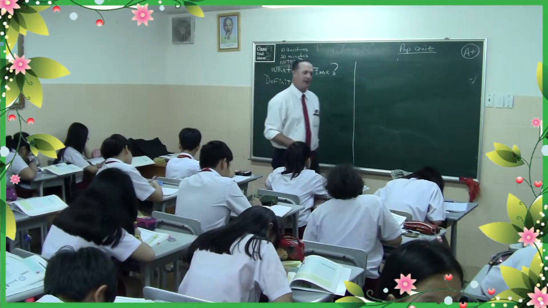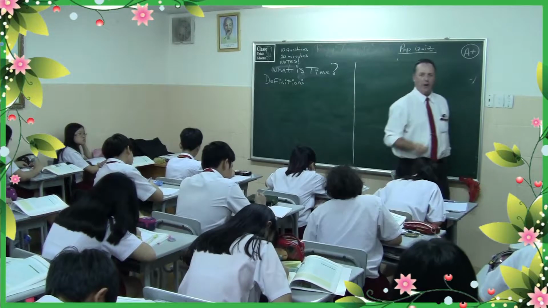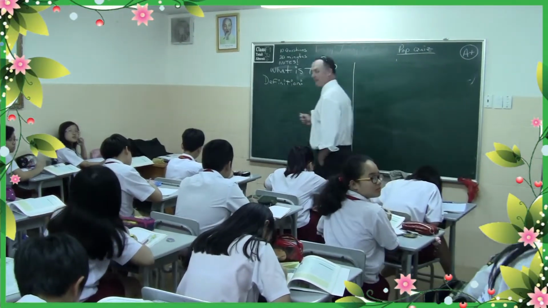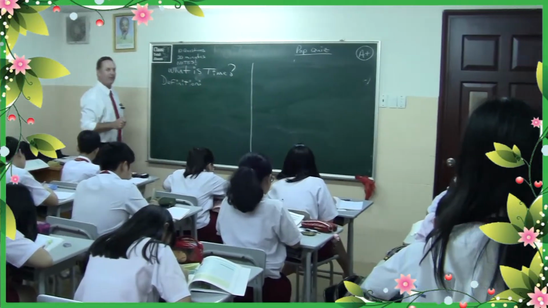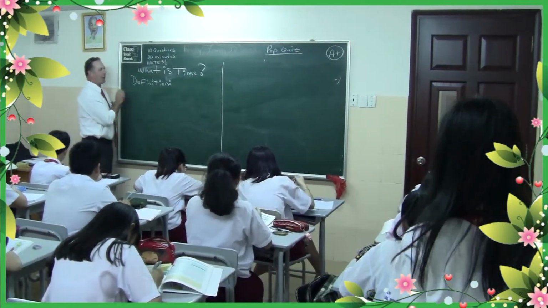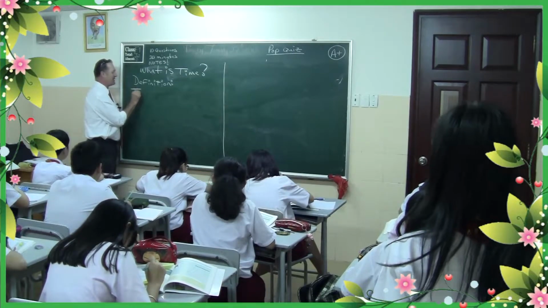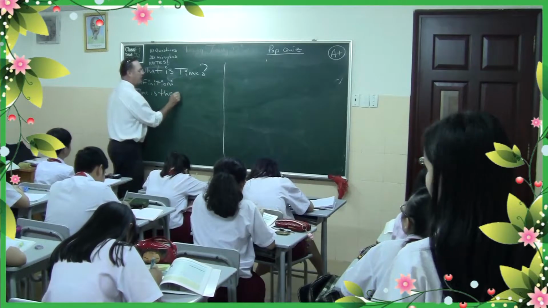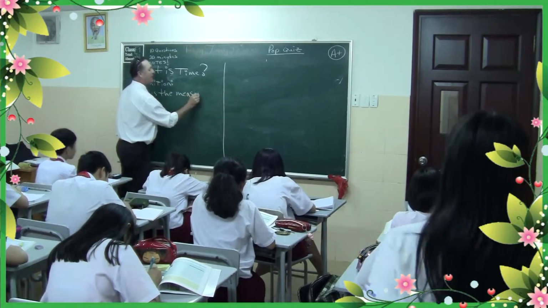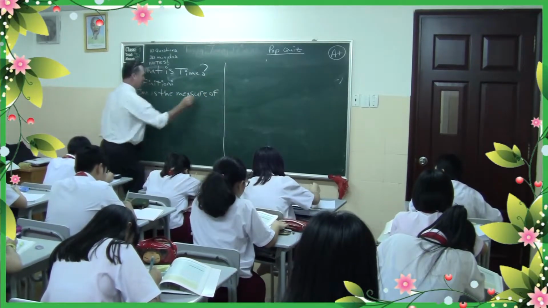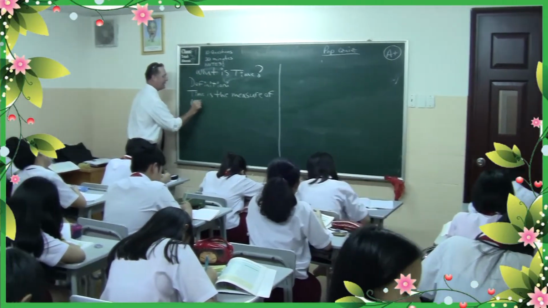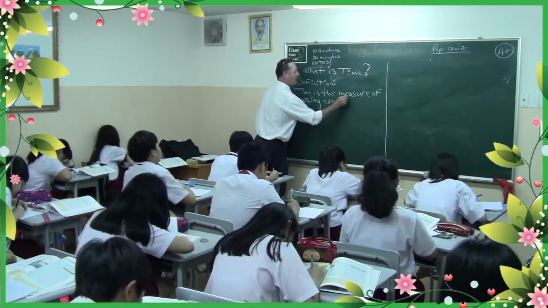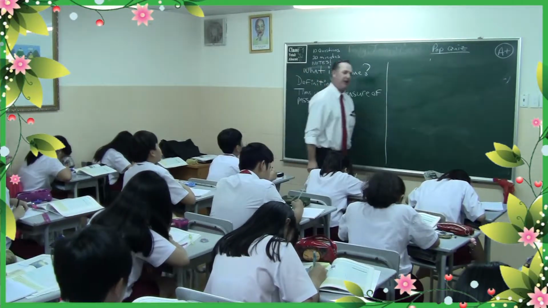Who can I get this time? M, what is the definition of time? Time is used to measure the passing of the event. Right on, perfect. Awesome. Time is the measure of passing events.